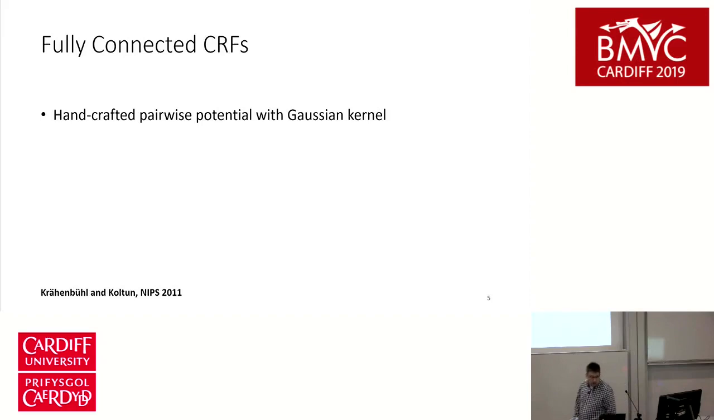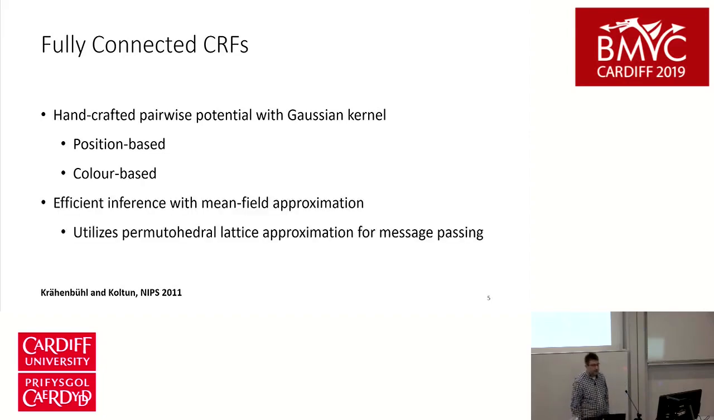The most widely used versions of CRFs are the versions provided and suggested by Krähenbühl and Koltun at NIPS 2011. This CRF version uses two types of pairwise potentials, or pairwise potentials based on two types of features, the position-based and the color-based features. What it essentially does is what I've already motivated. Position-based features say predictions should have a similar class if they're close together. Color-based features say predictions should have a similar class if they have similar color.